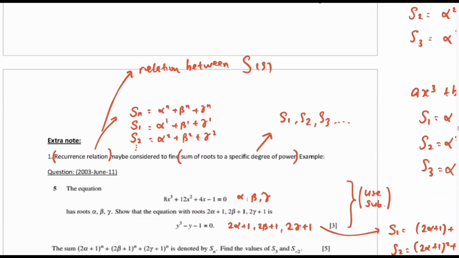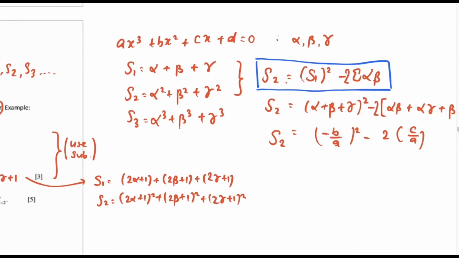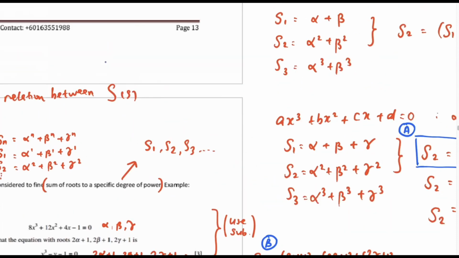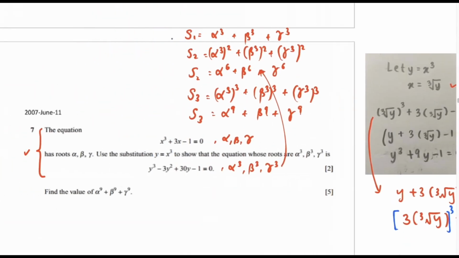You see, just now I said this is the first technique. The first technique, I call this A. The second technique is this one. When the roots change, the S1, S2 change. This is the second technique. I call it B. This is also B. When the roots change, the S1, S2, S3 will just change accordingly. I call this B, second technique. Now I'm going to tell you the third technique. So the third technique is going to be like this.